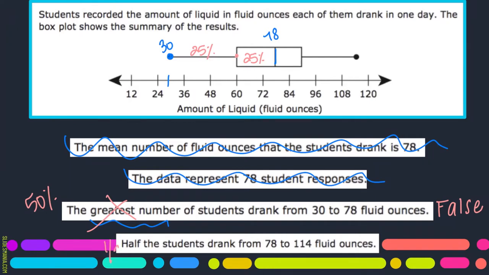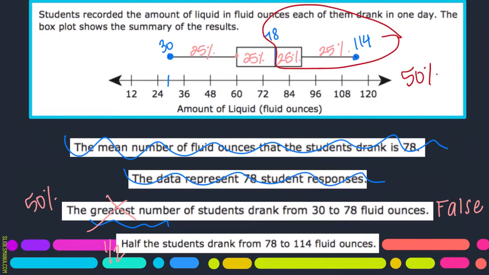And then our last one: half of the students, so 1/2, drank from 78 to 114 fluid ounces. Well, again, just like the previous one, from our median to our third quartile, that's 25% of responses. And then from our third quartile to our maximum, that represents another 25%, which means that from 78 to 114, that does represent 50% of our responses, which I know is equivalent to 1/2. So our final statement is true.